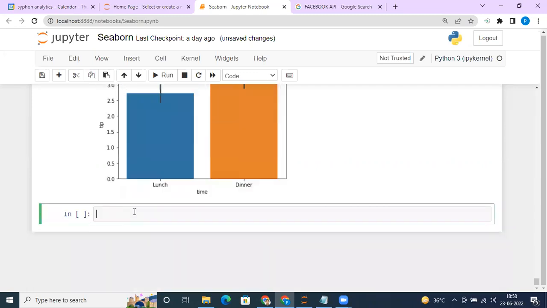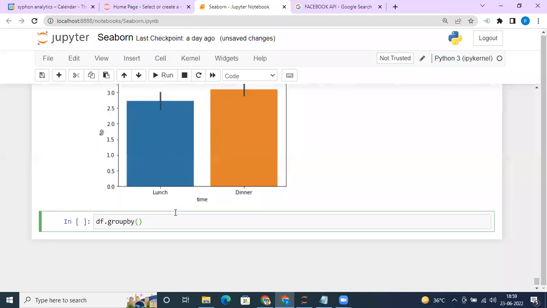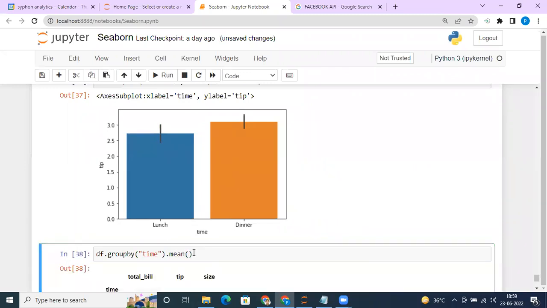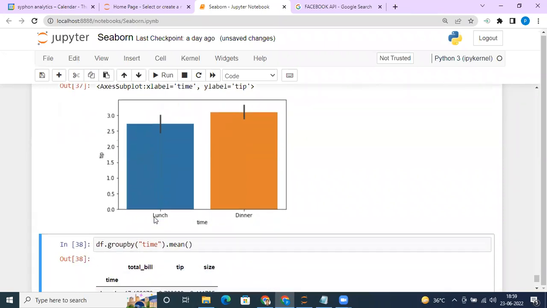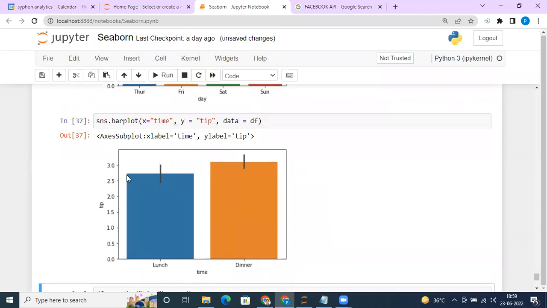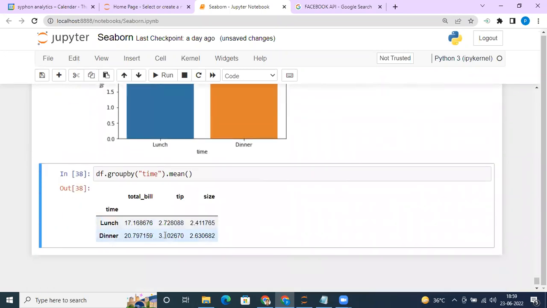Let me show you. See, if I do this thing, df dot groupby. Let me do group by which column we are using. I think the column is time. Okay, let me mention here time. And what do I want to find? I want to find the mean or average value. What column is this? It is tip. Okay, if you see, at lunchtime the tip paid is 2.72. Can you observe, sir, here? And at dinner time, the average value is above 3, around 3.10. This is the thing, sir.